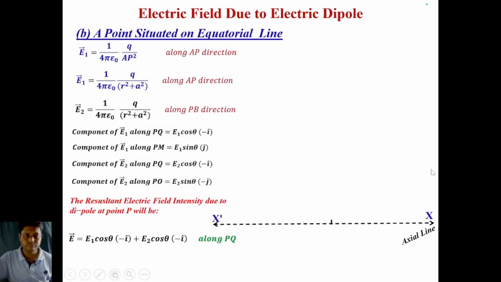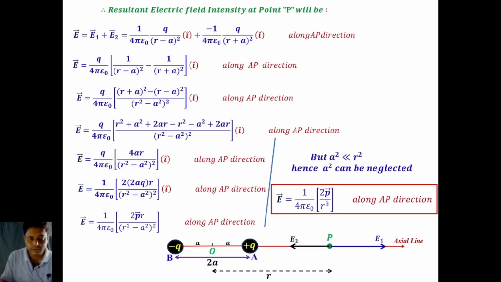Okay, hello everyone. In this class, we are going to discuss electric field intensity due to an electric dipole on the equatorial line. In our last class, we discussed electric field intensity at any arbitrary point P situated on the axial line. Here, the axial line is nothing but the line joining the two charges. So, this is the line.